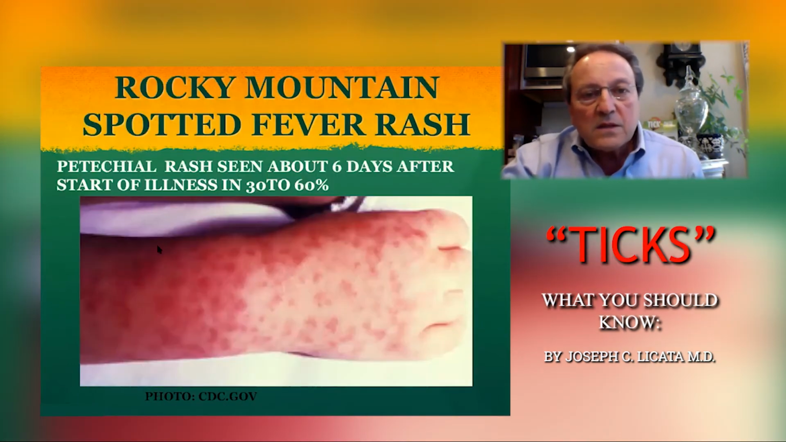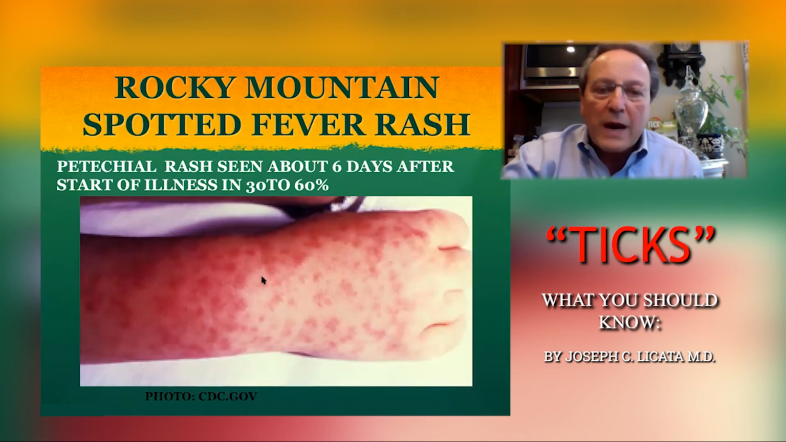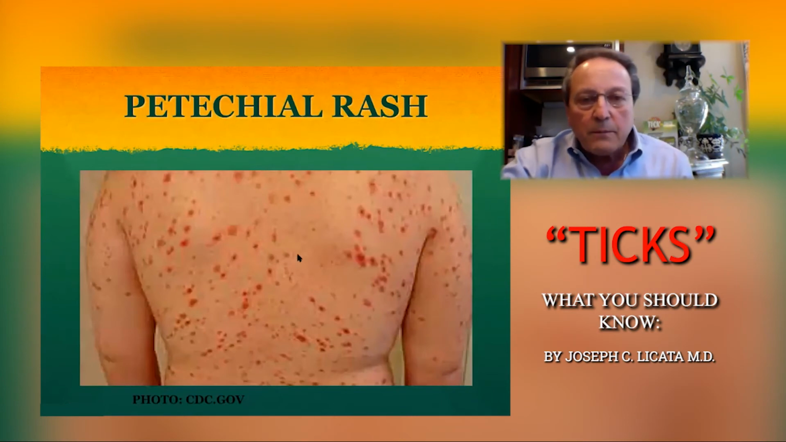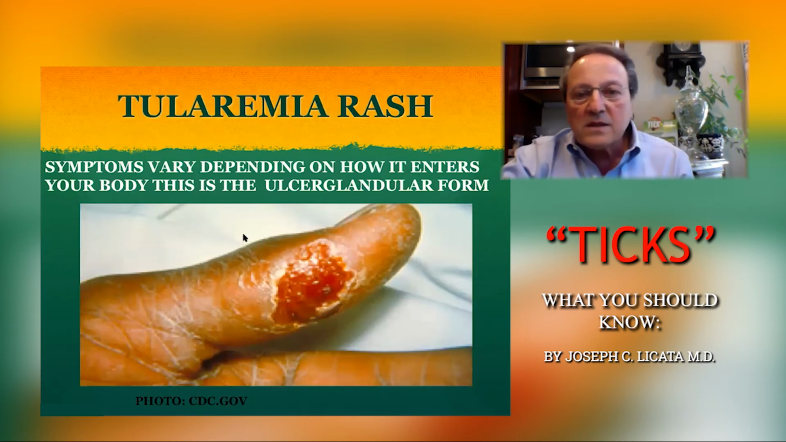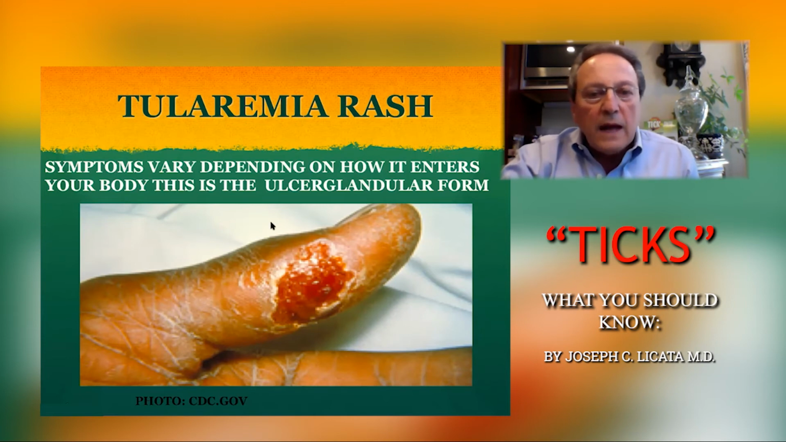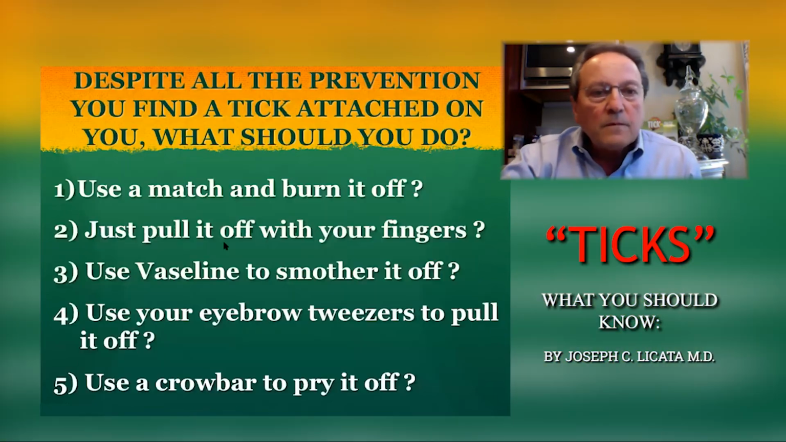This is a particular rash that's seen in Rocky Mountain spotted fever. These rashes are little hemorrhages underneath the skin, so they do not blanch. If you were to press onto this rash, the lesions last because those are little hemorrhages underneath the skin. Also, another example on the back from the CDC. And tularemia, there are different types of tularemia, but this is an ulceroglandular form, and there is a rash where the disease enters the body.